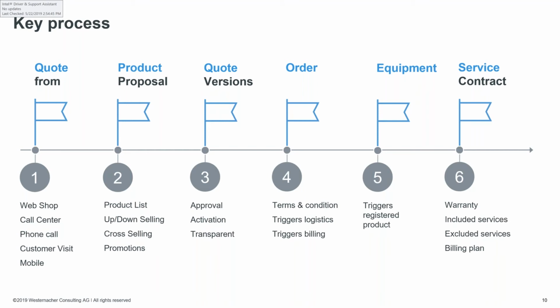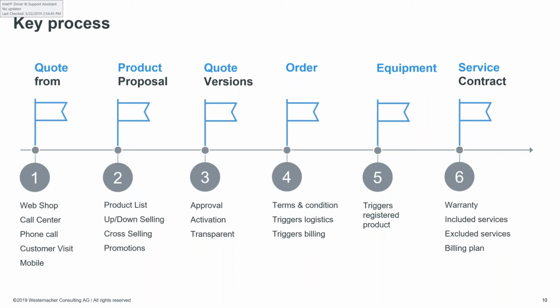What happens in this scenario, and we don't show you that in the system because that would be too much effort for this webinar, is that when the goods issue is done, because it's a serialized product, an equipment is triggered, and the equipment is sent back to the leading system.